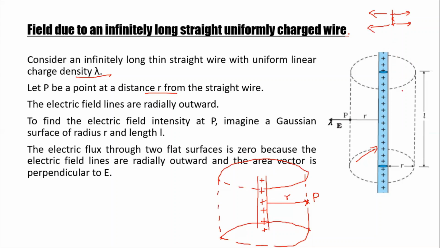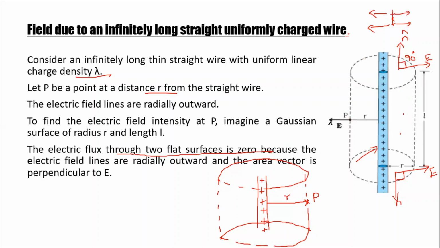If you take the top surface and the bottom surface, we have discussed the area vector in the previous classes. The area vector is perpendicular to the direction of the electric field. So phi is equal to E dot ds cos theta. Cos 90 becomes 0. So in the top and bottom surface, the electric field in the direction of the area vector is 0. That is why we say that electric flux through the two flat surfaces is 0. And in the curved surface, the direction of the field and the area vector will be the same.